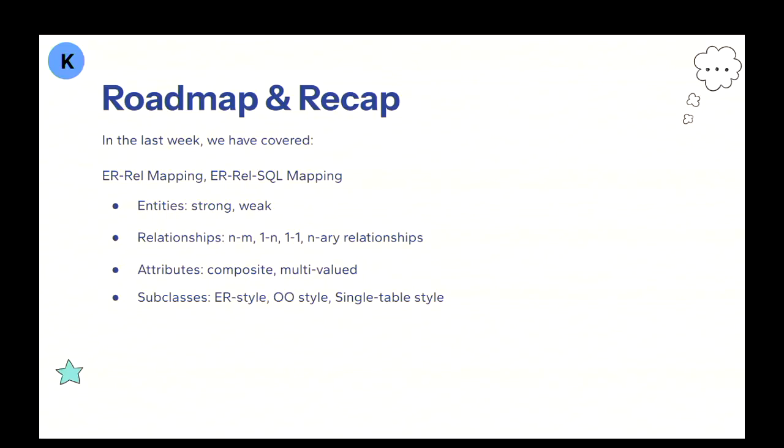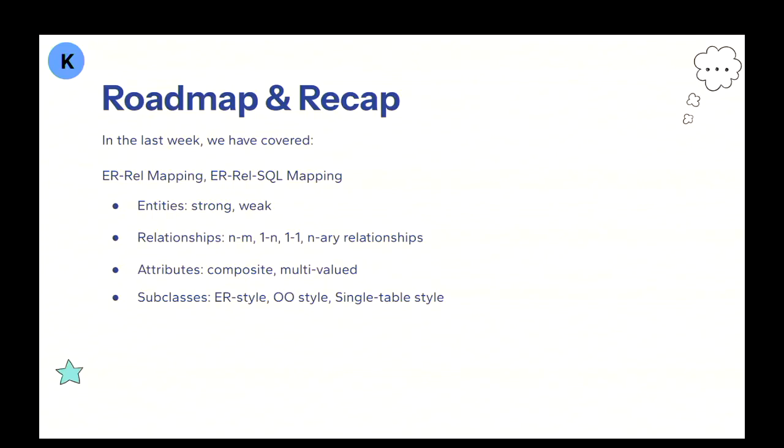So each one of the subclasses will have all the attributes as columns. So that's how we do OO style mapping. And finally, what we can do is single table style of mapping. That is to put all the attributes into table columns, and we allow some of the columns to be null. So that's how we do single table style of mapping.